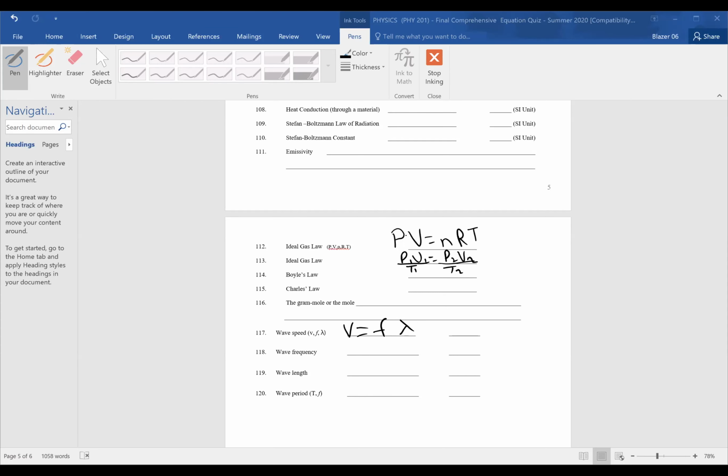Okay, number 3. Which one of the following is not an example of convection? Okay, look at that one. Okay, so number 1, we said the answer was E. And number 2, we said the answer was B.